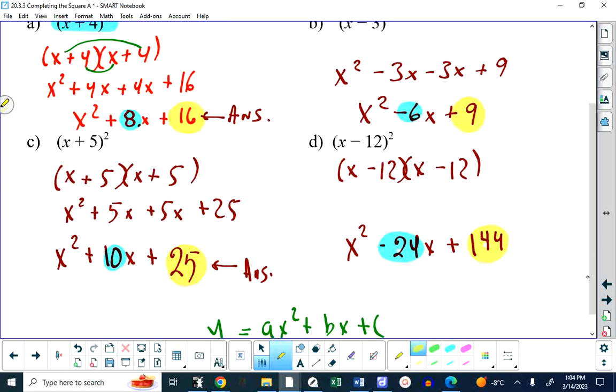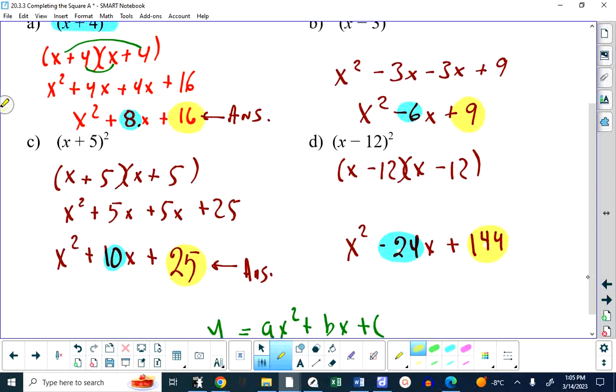Perfect. So one of them, I'm going to pick on the 8 up here. That number is found by adding 4 plus 4, whereas 16 is found by multiplying 4 times 4. Here it's 5 plus 5 and 5 times 5. Here it's negative 3 plus negative 3. And here it's negative 3 times negative 3. Okay, perfect.